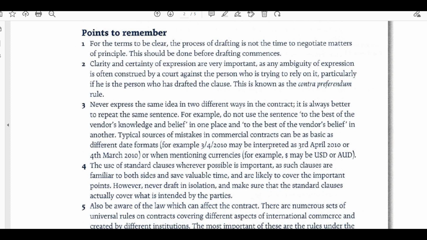Third, never express the same idea in two different ways in the contract. It is always better to repeat the same sentences. For instance, do not use the phrase "to the best of the vendor's knowledge and belief" in one place, and "to the best of the vendor's beliefs" in another. Typical sources of mistakes in commercial contracts can be as basic as various date formats.